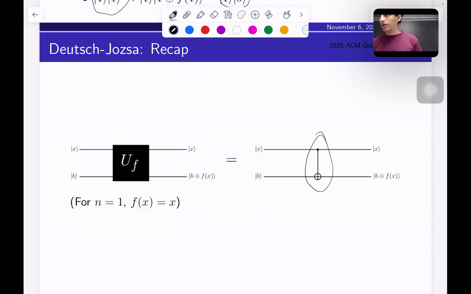On Zoom as well. I'm checking the chat if anyone has questions as well.